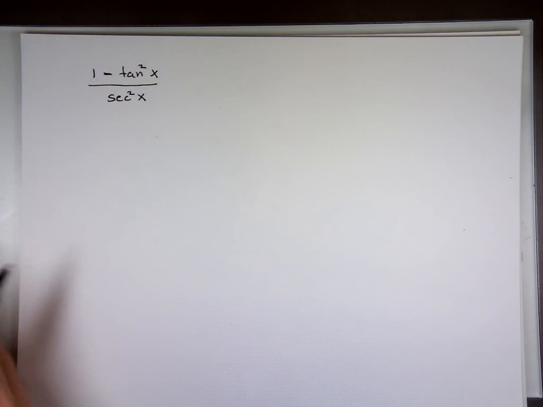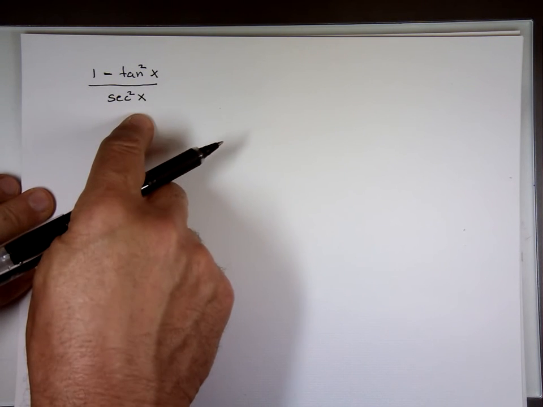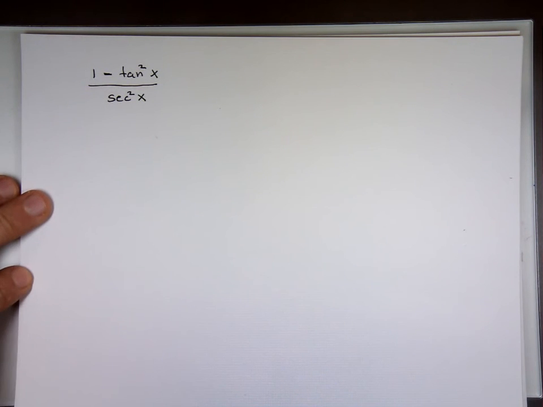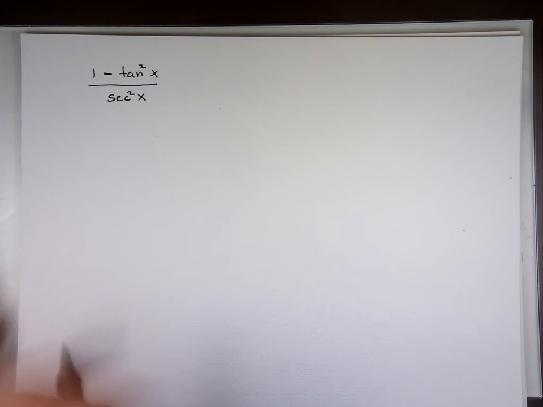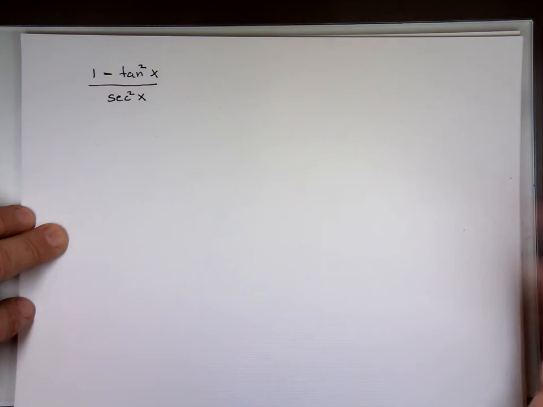Because it looks like there's no 2x, just x. And you go, well, we're doing double angles. Why is this one here? The only justification I can give you is maybe the answer we're going to come up with is going to have 2x in it. That's why it's in this section.